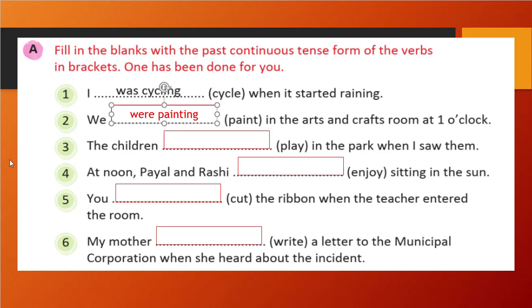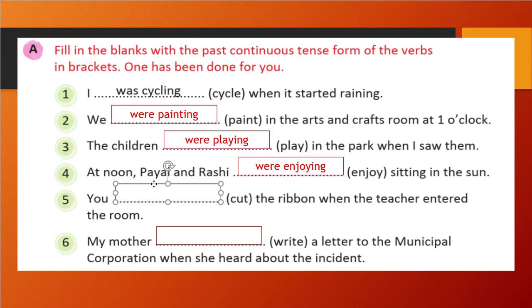Then the children. When I saw them, the children was playing or were playing? Were playing is correct. The children is a plural form, so were playing. At noon, Payal and Rishi. So two are there, so we will use were. That is fine. Enjoy will become enjoying. We need to write with the ing, right? Were enjoying.